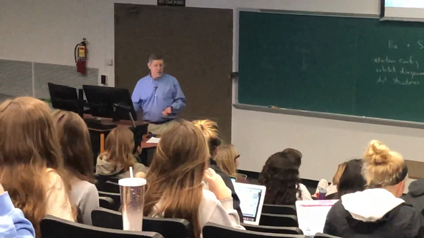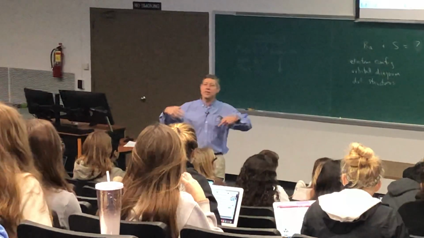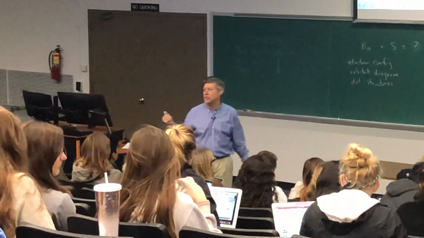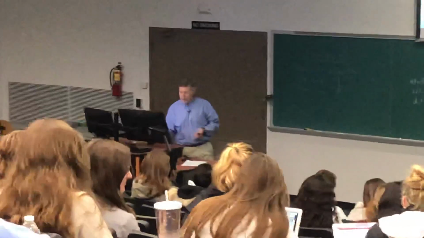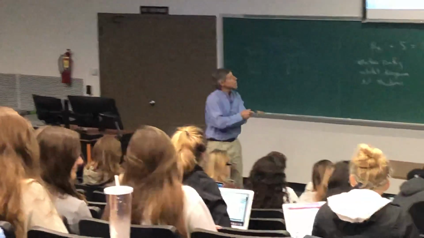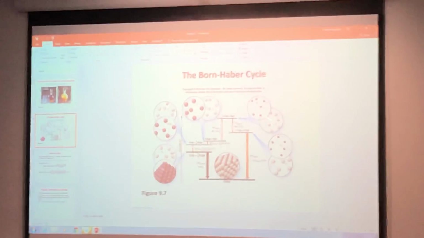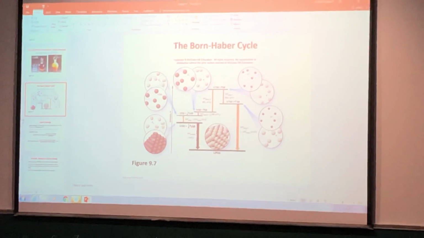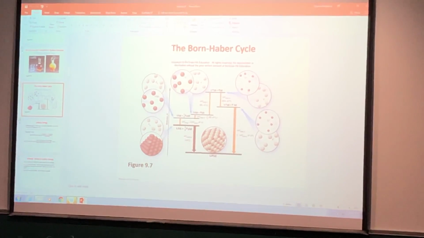Sometimes that's a simple process. So again, when we did the thermo chapter, we looked at adding 2 or 3 equations and you get a net equation and do the same thing to delta H's. Sometimes it's a little more complicated than that. This one's a little more complicated. So this is called the Born-Haber cycle. The idea here is to be able to calculate the lattice energy, okay?